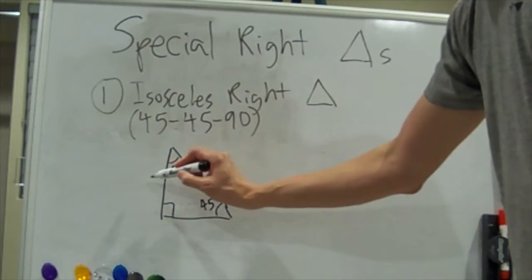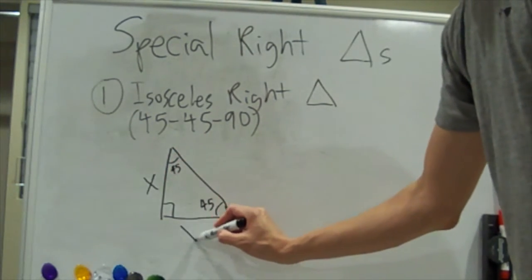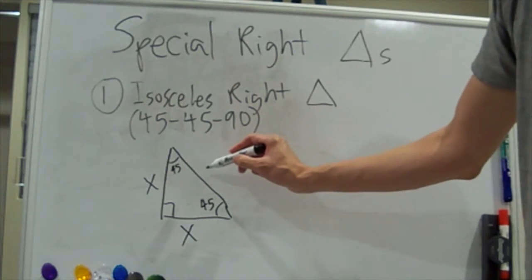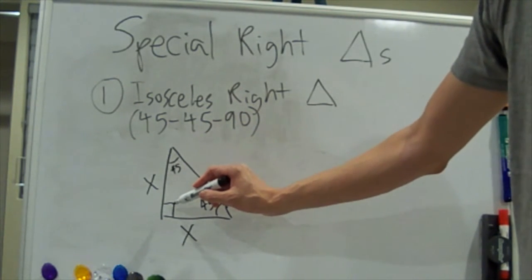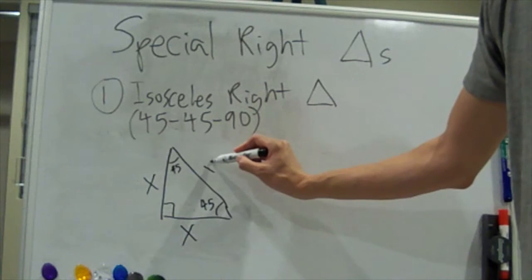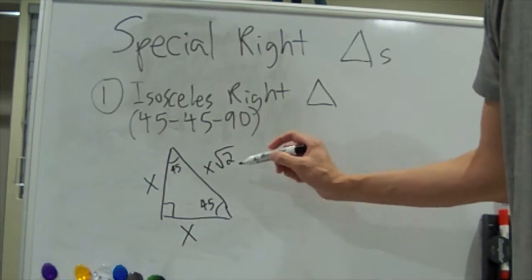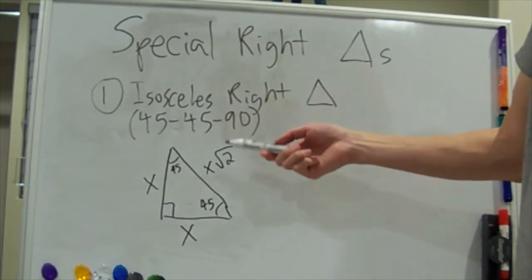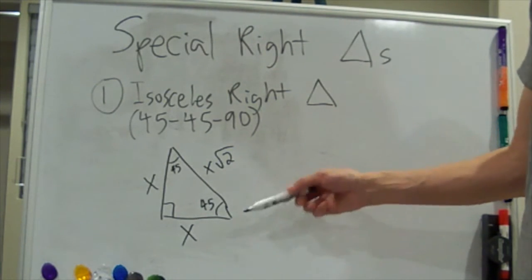These are the two legs. This is x, side x, and this is the hypotenuse, the longest side, which is always opposite the 90-degree angle. This side is going to be x rad 2. So what this means is if you know the leg, then you can figure out the hypotenuse. If you know the hypotenuse, you can figure out the leg.